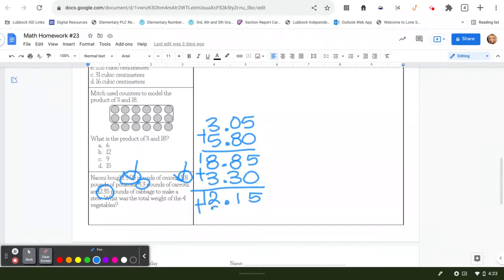Okay, now I want you to do the final step. 2 35/100 plus 12 15/100. Let me know if you need any more help.